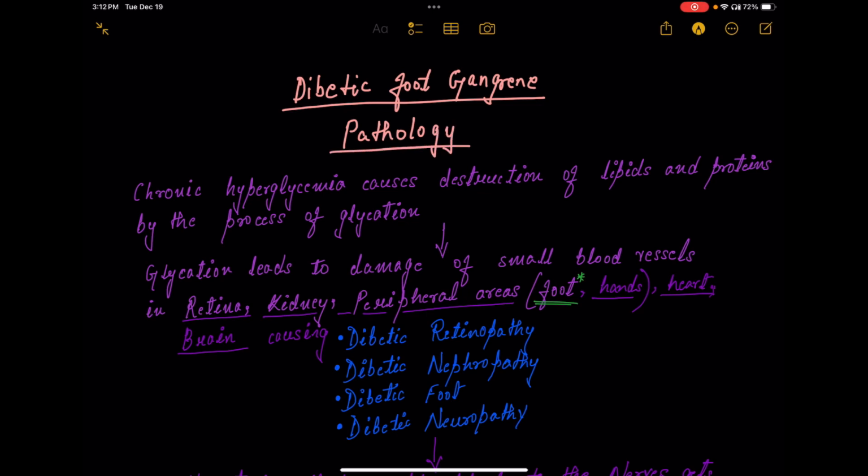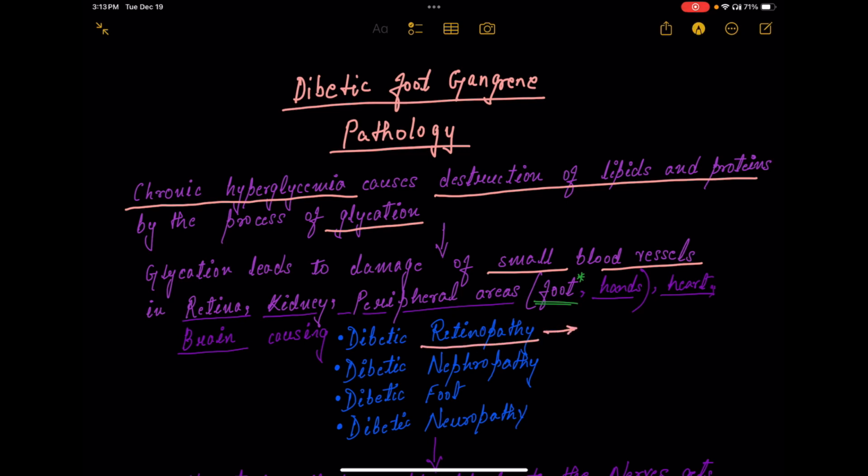So what happens is, in chronic hyperglycemia, meaning a patient who has developed increased blood glucose level over a long duration, it causes destruction of lipids and proteins, and this process is known as glycation. And this glycation leads to damage of small blood vessels in organs like the retina, a part of the eye. It leads to diabetic retinopathy, causing blindness.